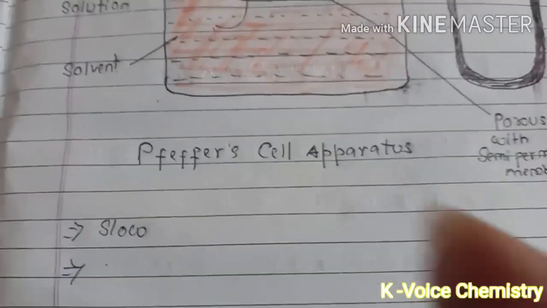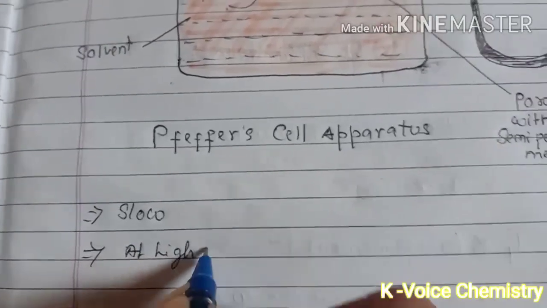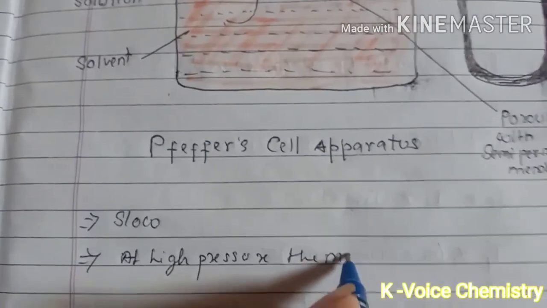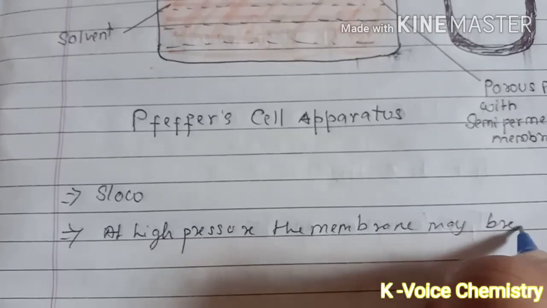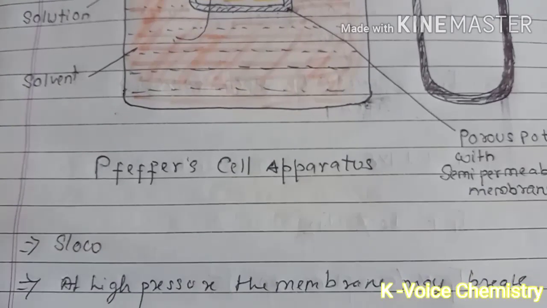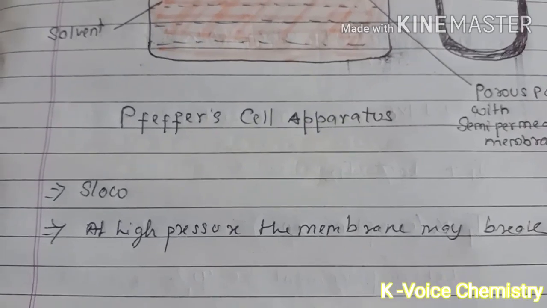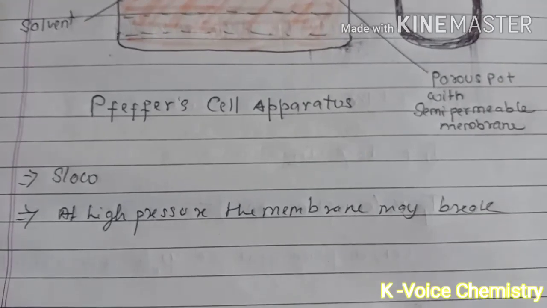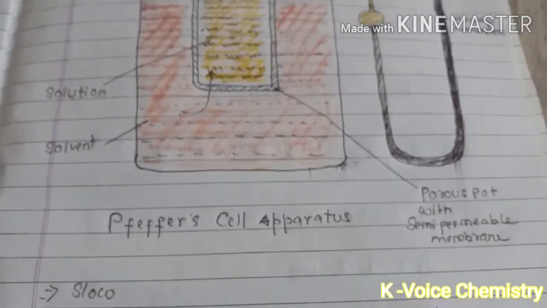The second disadvantage is that if the pressure is high, the membrane may break. Here we are talking about this semi-permeable membrane, which is a deposit of copper ferrocyanide in the porous pot. So these are the two main disadvantages of this Pfeffer's cell apparatus.